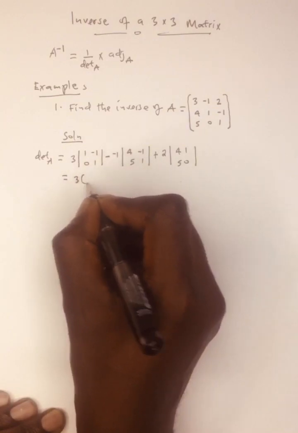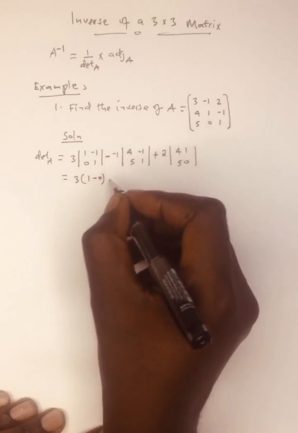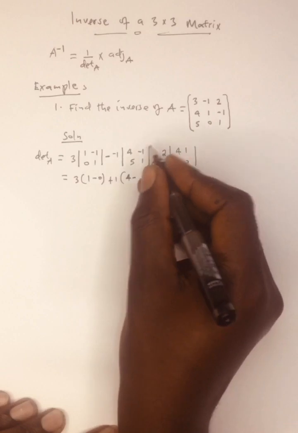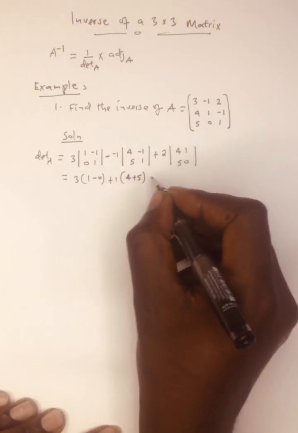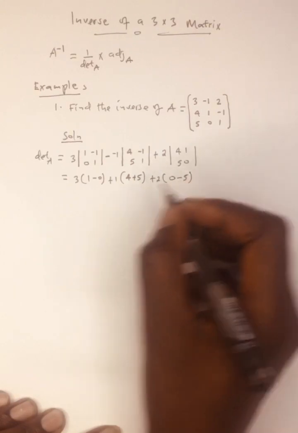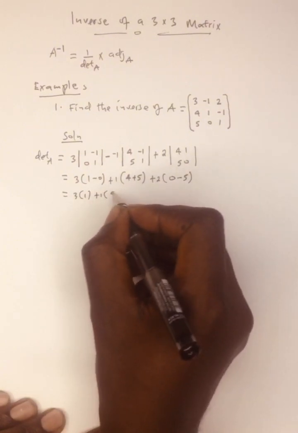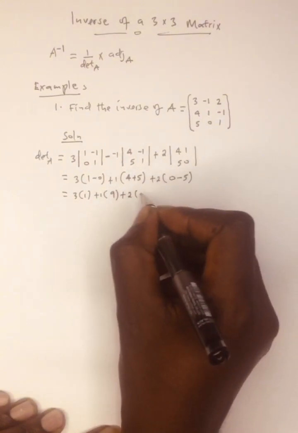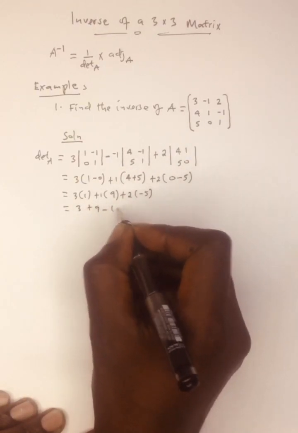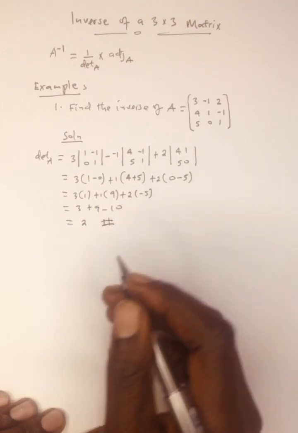So you want to have 3 into 1 times 1, which is 1, minus 0, minus minus, that is plus 1, into 4 times 1, that is 4, minus negative 5, that is plus 5, plus 2 into 4 times 0, which is 0, minus 5. So we have 3 into 1, plus 1 into 9, plus 2 into negative 5. That is just 3 plus 9 minus 10, which is just 2. So the determinant of that matrix is 2.